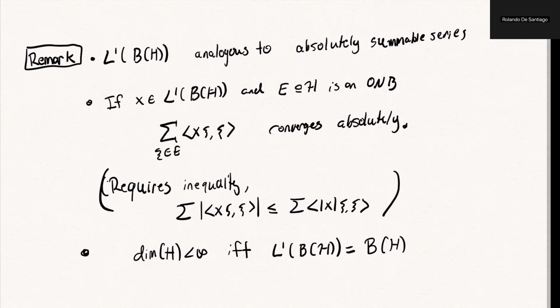Another note: the dimension of your Hilbert space is finite if and only if L1 of B of H is exactly all of B of H. So in particular, when your ambient Hilbert space is infinite dimensional, L1 of B of H is a strictly smaller subcollection of B of H. In fact, you can show that the identity is an element that's not in L1 if and only if the dimension of H is infinite.